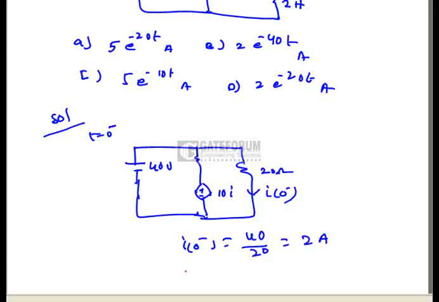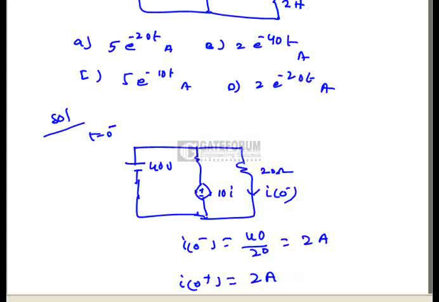Now at t equal to 0 minus the current through the inductor is 2 amperes. At t equal to 0 plus, the current through the inductor is also the same as at 0 minus, because the inductor has the property that it does not allow sudden changes in current. From 0 minus to 0 plus, the change in time is approximately 0, so whatever the circuit configuration, the inductor does not allow sudden changes in current.